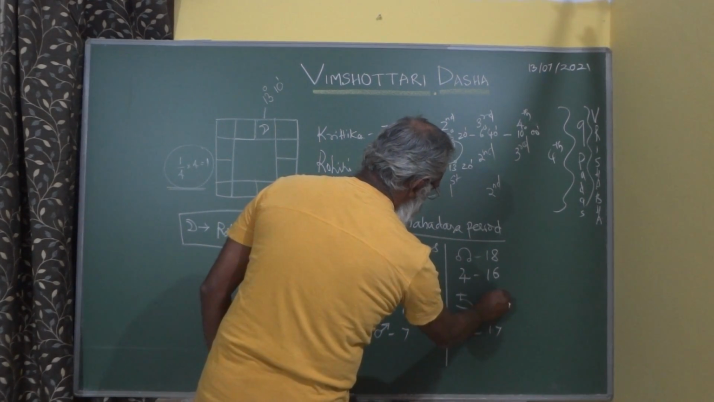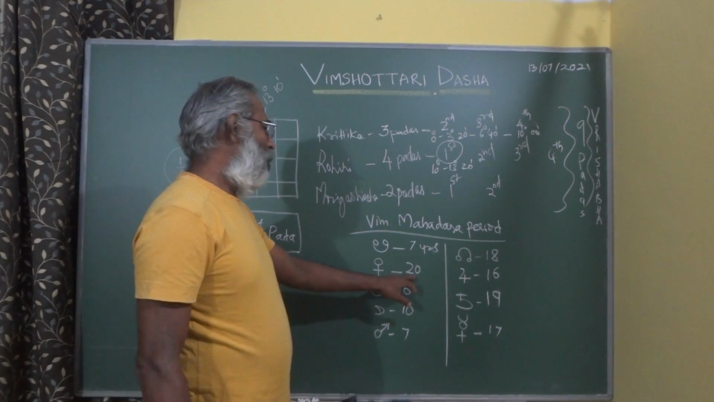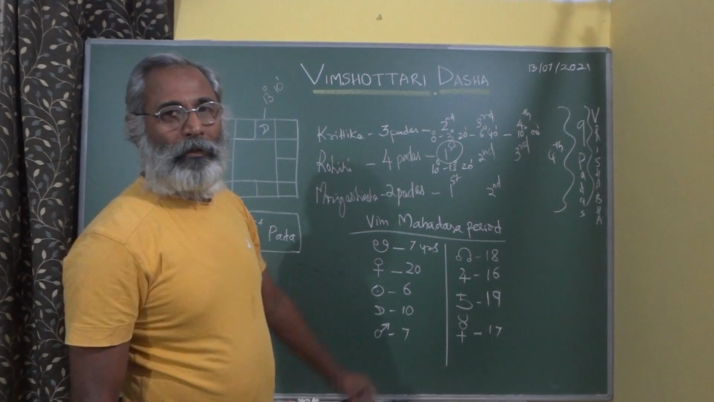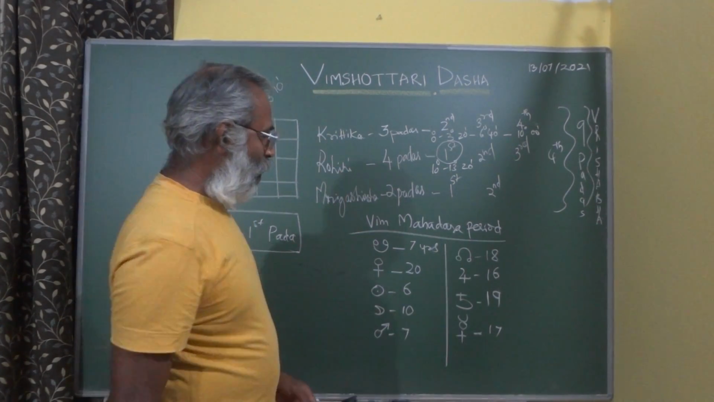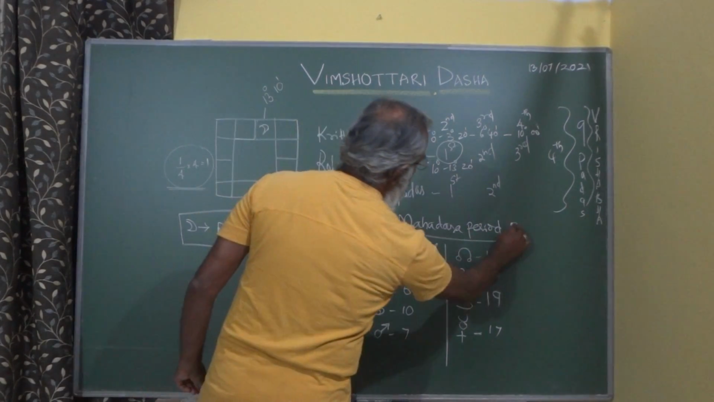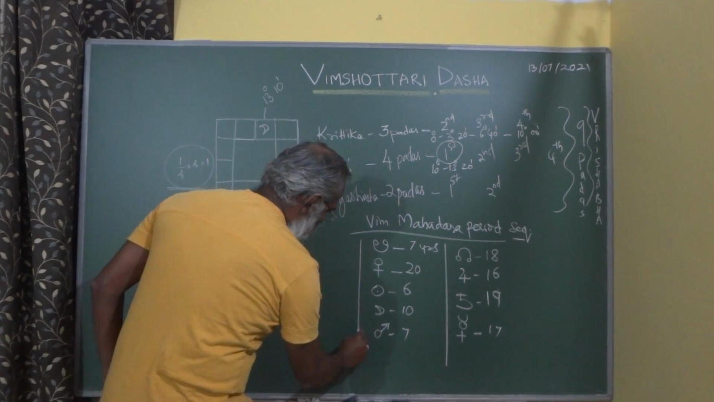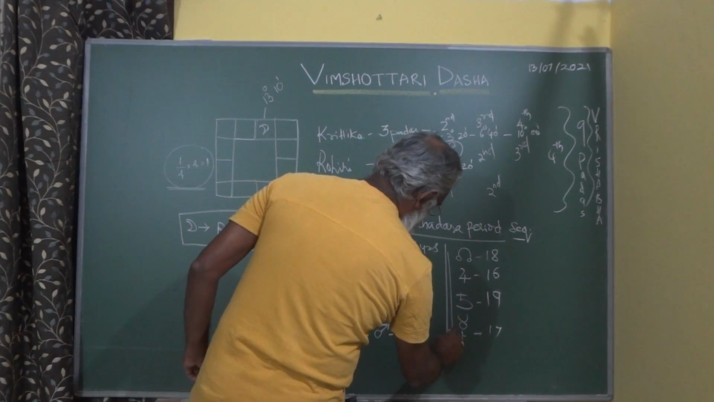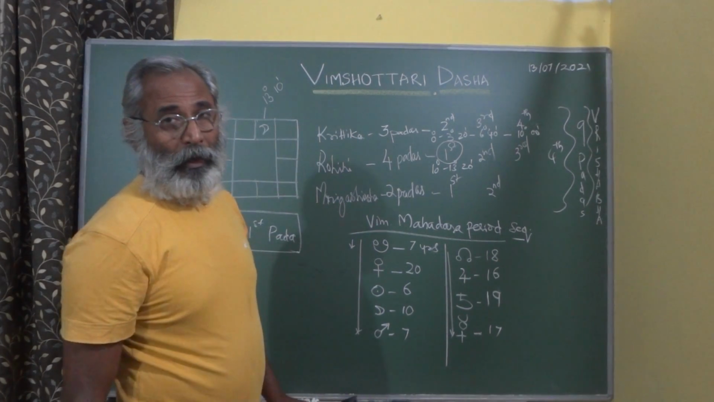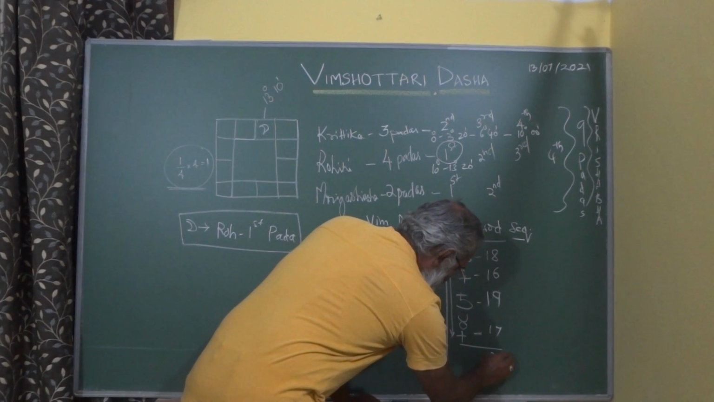So this particular half is heavy. The only one which is heavy here is Shukra, that is Venus. So this is the pattern. We call this Vimshottari Mahadasha period sequence. So it starts from here, goes here and again comes back here. If anybody is going to live more than 120 years, they will come back to the same dasha in which they were born.